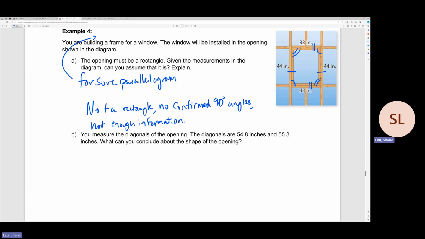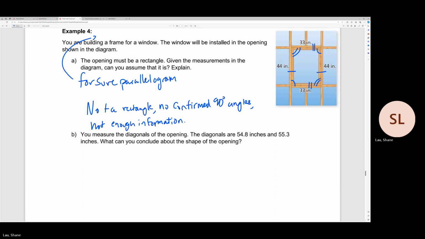I would say no confirmed 90-degree angles is probably the best way to answer it, because it's also showing that you know what it means to be a rectangle, but not enough information is going to be correct as well. But then it follows up with: you measure the diagonals of the opening. The diagonals are 54.8 inches and 55.3 inches. What can you conclude about the shape of the opening?